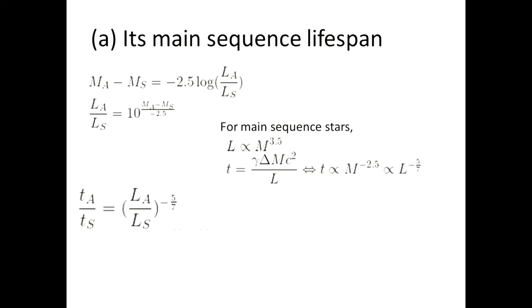Such that we can use the ratio we found earlier. We just have to put them all to the power of negative 5 over 7, and we are also given the constants, the lifespan of the sun, magnitude of the sun, and whatnot, and we get that the lifespan of star A is 1.995 gigayears, or 1.995 billion years. So nearly 2 billion years ago it was formed.